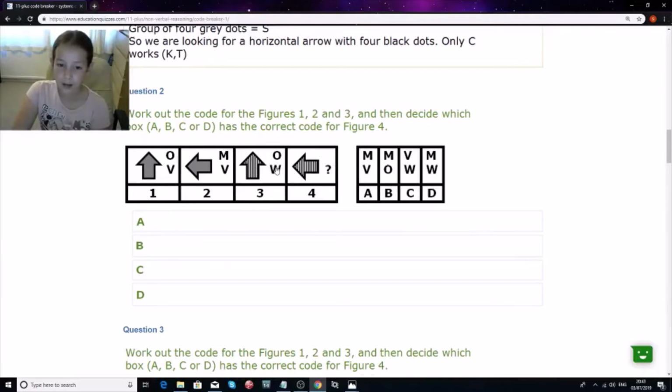W must stand for lines inside the triangle. So what features does this have? Well, it is pointing left, so it must start with M, and it is also lined, which is W. So the answer is MW. Let's check if we're correct. D.